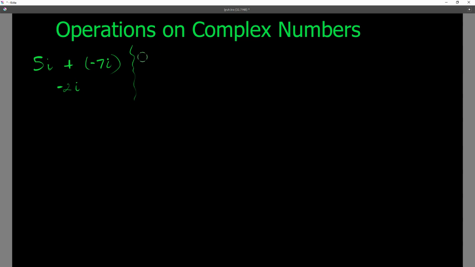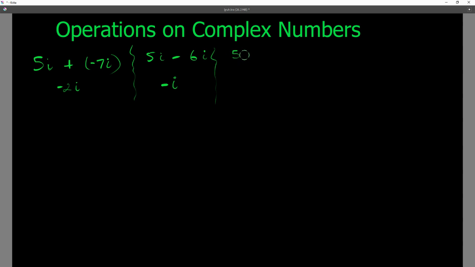And the same rule applies for subtracting, right? So you have like 5i minus 6i. 5i minus 6i gives you negative i. All right, so simple enough, guys. Just treat it like a variable, okay? If you multiply them, it's a little bit trickier.